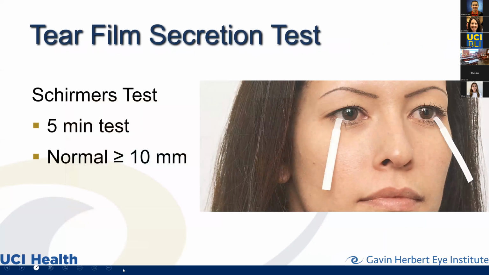We can also measure how much tear the patient produces. So we put these Schirmer strips, they're little strips of filter paper, and we put them at the corner of the patient's eye, have the patient close their eyes for about 5 minutes, and then we take them out and we can look at how wet these little strips are. And you measure that in millimeters, and a normal person should be making 10 millimeters or more of wetness on the strip. And so if you make only 2 or 3, that tells us you're not producing enough tears.